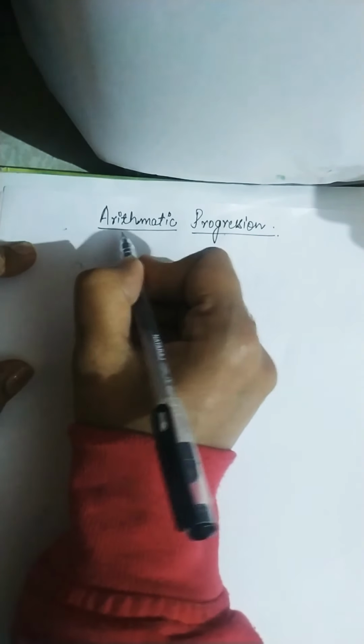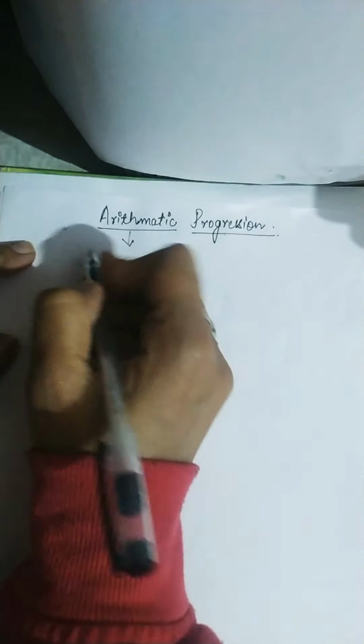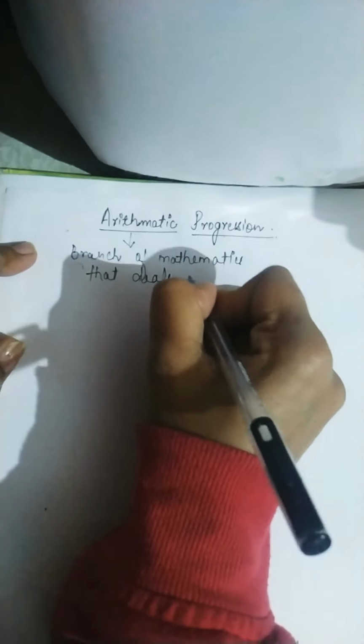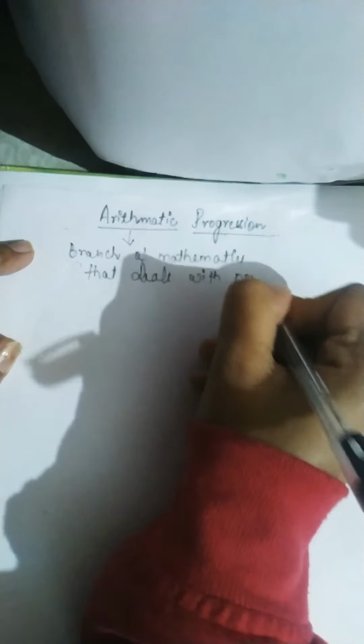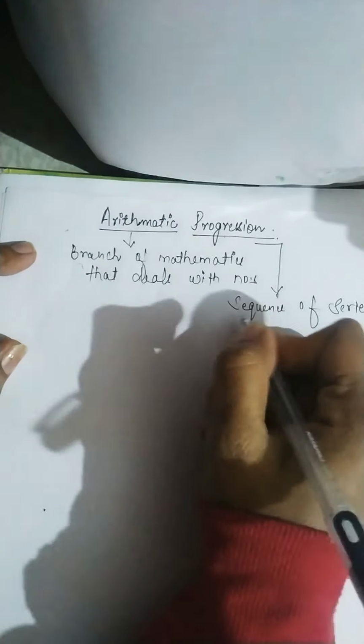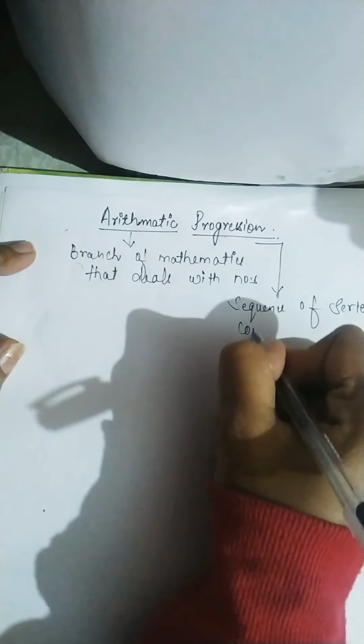As the name itself signifies, arithmetic, what is arithmetic in fact? Arithmetic is a branch of mathematics that deals with numbers. Okay, and what does the word progression mean? Progression, as the name itself signifies, is a sequence of series, or we can also say that it is a continuity of terms.